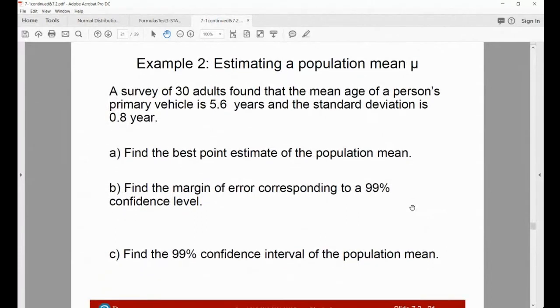Now, let's do this example. A survey of 30 adults found that the mean age of a person's primary vehicle is 5.6 years, and the standard deviation is 0.8. Find the best point estimate of the population mean. Find the margin of error corresponding to a 99% confidence level, and then find the 99% confidence interval of the population mean.